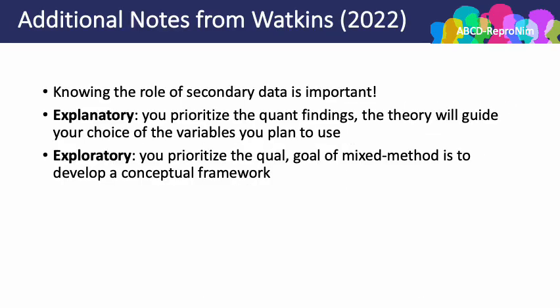So just a few more notes here to highlight. It's really important for the user of the ABCD data set to know the role of the secondary data, especially if you're thinking about a mixed method approach. It's important to know the role of your secondary data because that will definitely determine what type of design you're going to choose. If you're choosing an explanatory design, you're going to prioritize those quantitative findings, those findings from the ABCD study. Your theory is going to guide the selection of variables, and then you're using the qualitative to discover something new, something that may have been missed in the quantitative data.